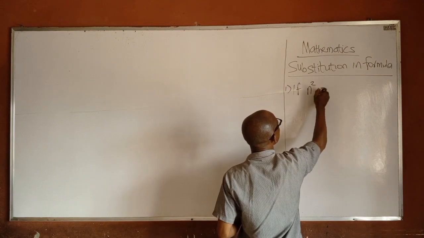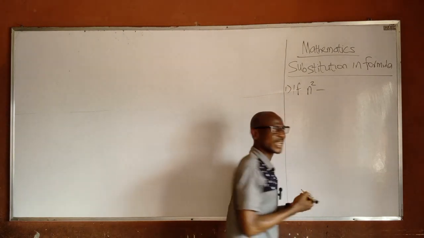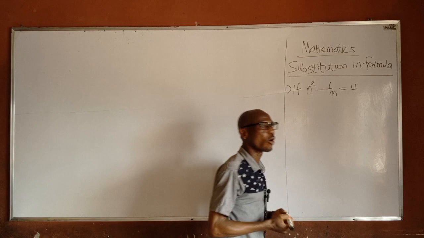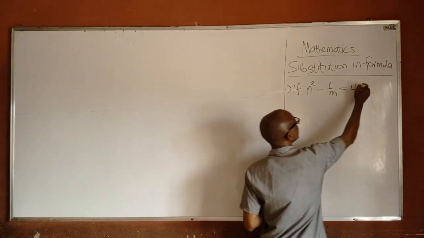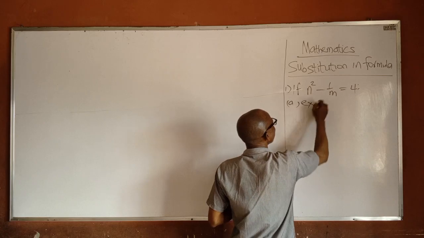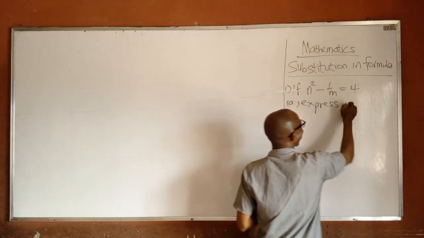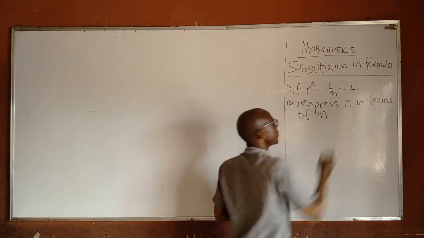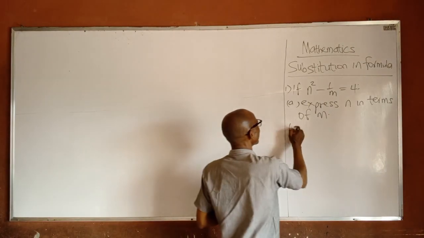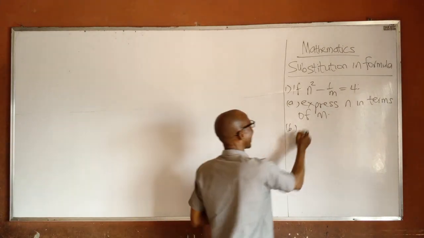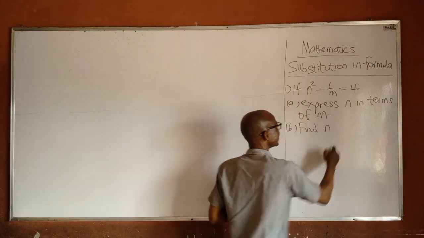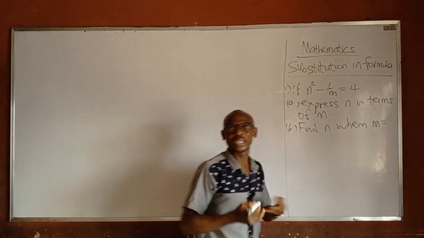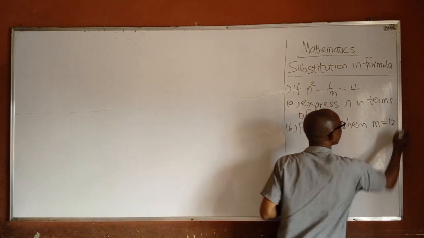If n raised to power 2 minus 1 over m is equal to 4, we can simply say: A. Express n in terms of m as the first question. Then the second question says: find n when m is equal to, we can give it any value. Okay, let's say when m is equal to 12.